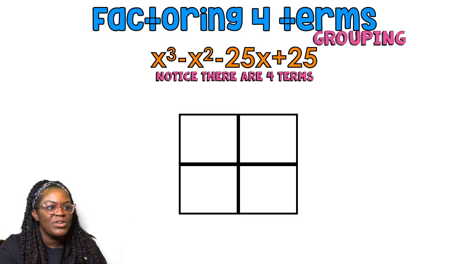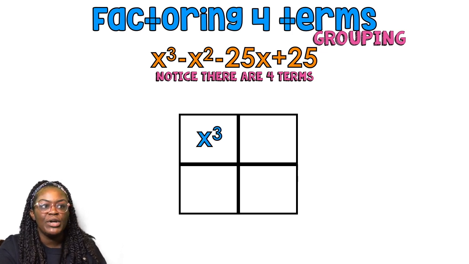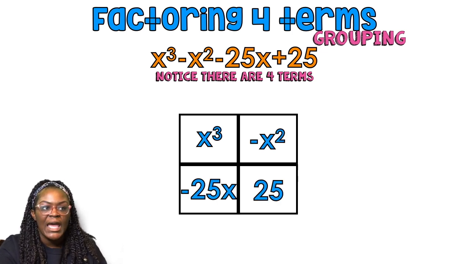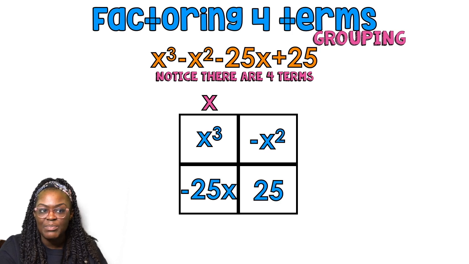All right. Example number one. x cubed minus x squared minus 25x plus 25. What you're going to do is put each term inside a box. You're going to look at the columns first, so the x cubed and then the negative 25x, and find the GCF between just those first two in that first column. The GCF is going to be x. Then you're going to look at the next column, so negative x squared and then positive 25.